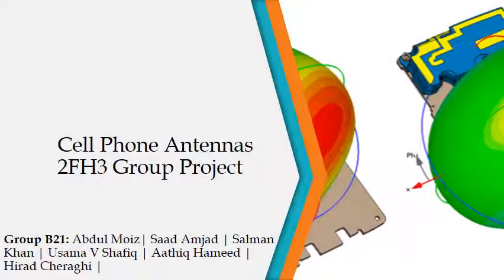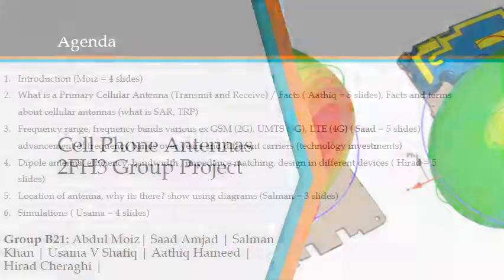Project, we'll be talking about cell phone antennas. The class we're taking is 2FH3 group project, and our group number is B21. The following members are listed below. Let's go on to the agenda for today.